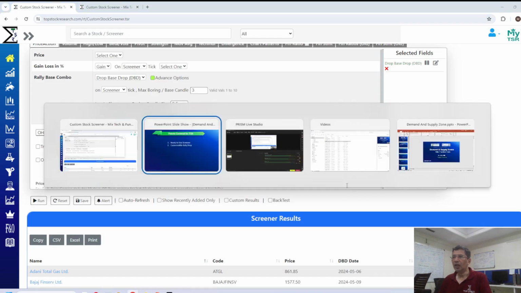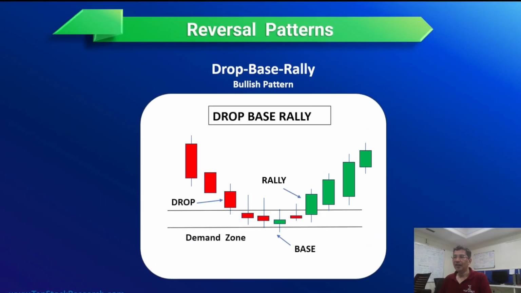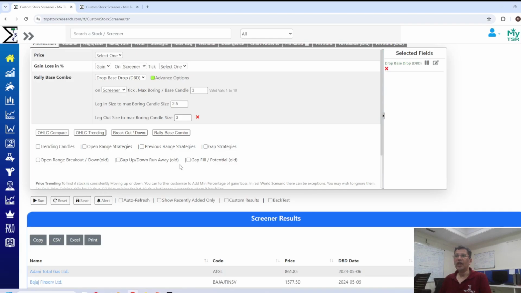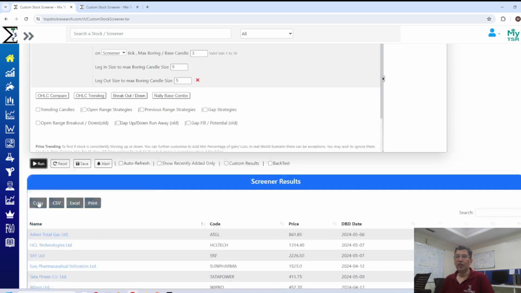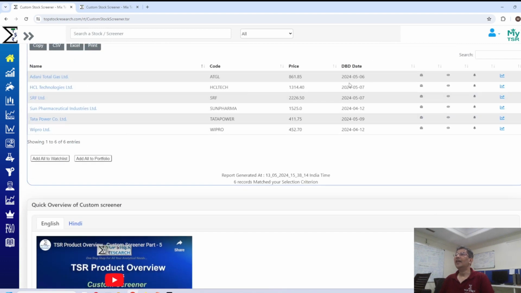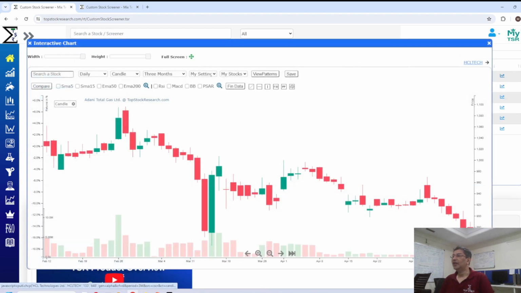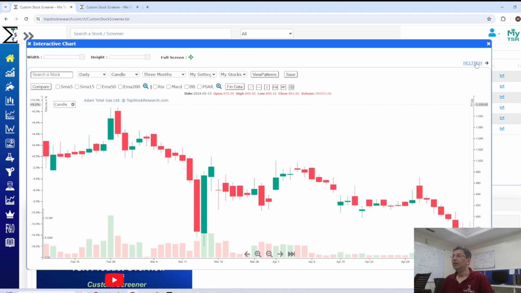So similarly, leg in size. What is leg in? Let's take an example. This is leg in, the one which is just before the rally or drop, before the consolidation. This is leg out. So you have an option of comparing leg in to a boring candle. Let's put a bigger number, let's say 5. So we want really big candles vis-a-vis your boring candle. When we look at it, we'll see Adani Total Gas on 6th, same example has come.